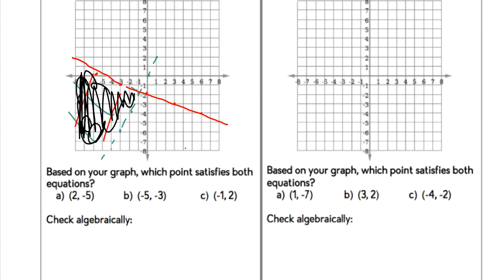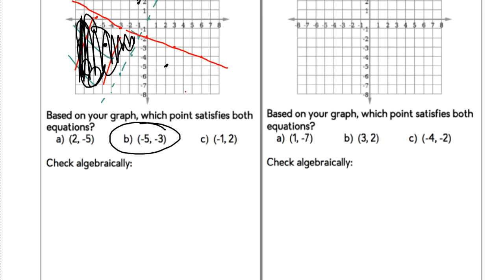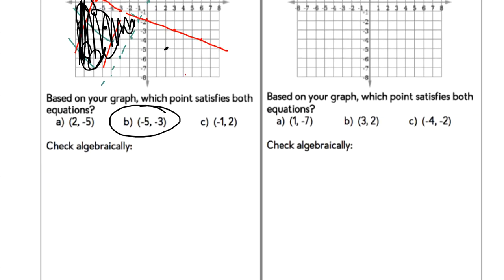The next question that they ask us is, based on that graph, which point or points satisfy both equations? So which ones are where both are happening? So if I look at those points, 2, negative 5, that would be over here. That is not in my shaded region. Negative 5, negative 3, that would be in my shaded area. So I know that one is. And then let's just double check. Negative 1, positive 2, that would be up outside that. So negative 5, negative 3 of those points is a solution.